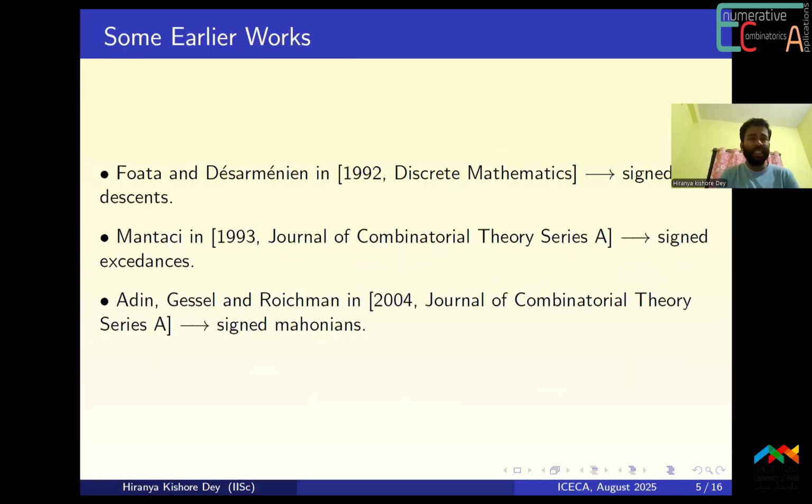So let us mention some earlier works. Foata and Desarmenien in 1992 worked on signed descents. Mantaci gave an explicit formula for signed exceedances. Adin, Gessel, and Roichman gave an explicit formula for signed Mahonians. And most of the time, the signed descent, signed exceedance, and signed Mahonian have very neat and very elegant factorization formulas. There have been many other works.